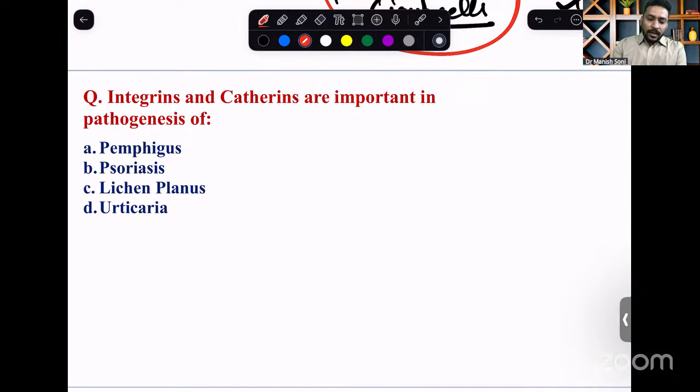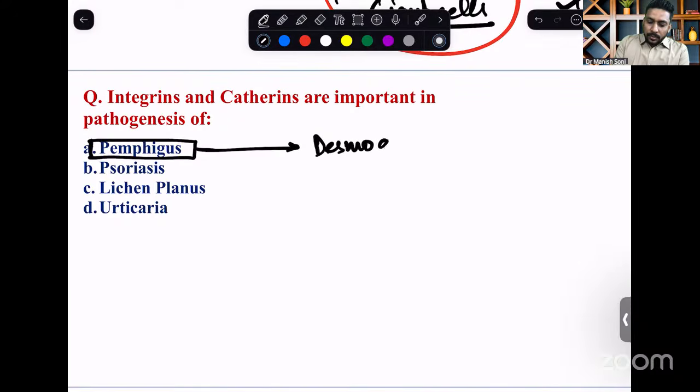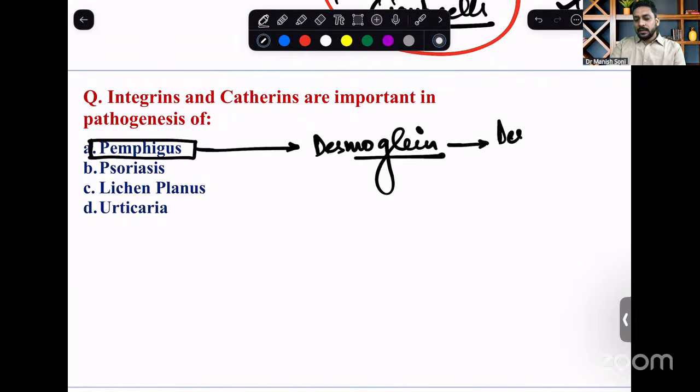Now, all of you know what antigen is involved in pemphigus. Desmoglein is involved. Like I told you, desmoglein 1 in foliaceus, desmoglein 3 and 1 in vulgaris. So desmoglein is involved. And what is desmoglein? Desmoglein is a desmosomal protein, that is, it is a protein present in desmosomes. There are other proteins present in desmosomes.